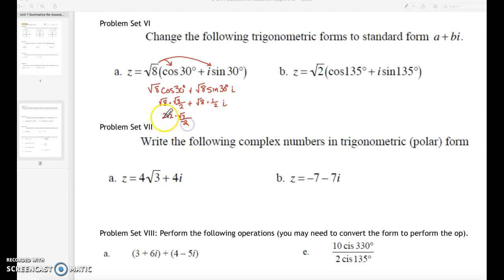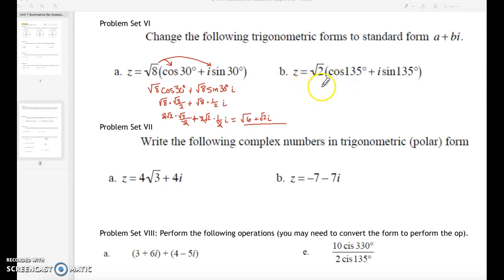Well, these 2's will cancel. You'll end up getting root 2 times root 3. That's plus 2 root 2 times 1/2. These 2's cancel, and that's I. So the final answer here is root 6 plus root 2 I. That's the rectangular form for this particular polar form here.